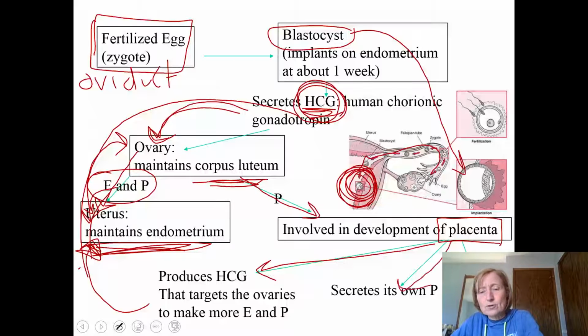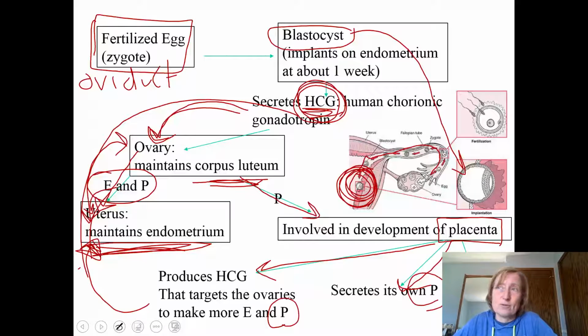It makes its own progesterone. Progesterone is critical for maintaining a pregnancy. You can see that it's needed for the pregnancy. Some women who have multiple miscarriages early in pregnancy find out that they have low levels of progesterone, and so need to take progesterone shots during the first 12, 13 weeks of pregnancy to help maintain the pregnancy.